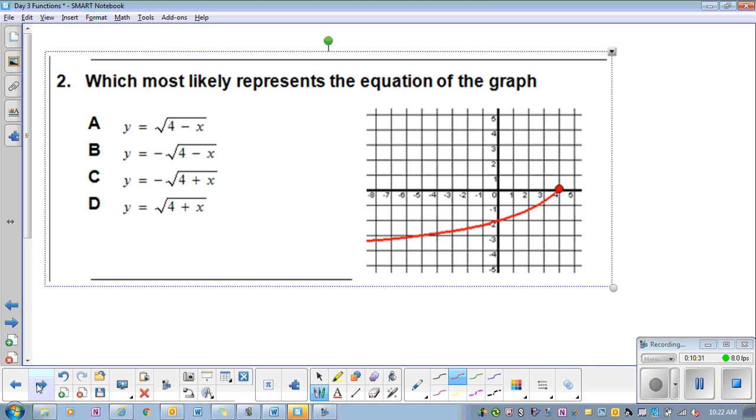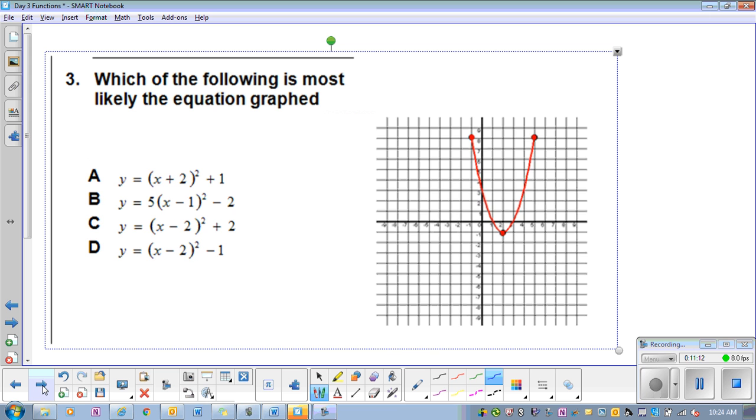Which most likely represents the equation of this graph? Guys, if they give you the graph and they give you multiple choice, what could you do? Couldn't you just plug in each of these and see which one matches your graph? All right, which one matches it? You gotta think, there's a negative in the front. Is a negative gonna be below? Yeah, it flips, right? So it's gotta be either B or C. Which one is it? B. All right. Next one.